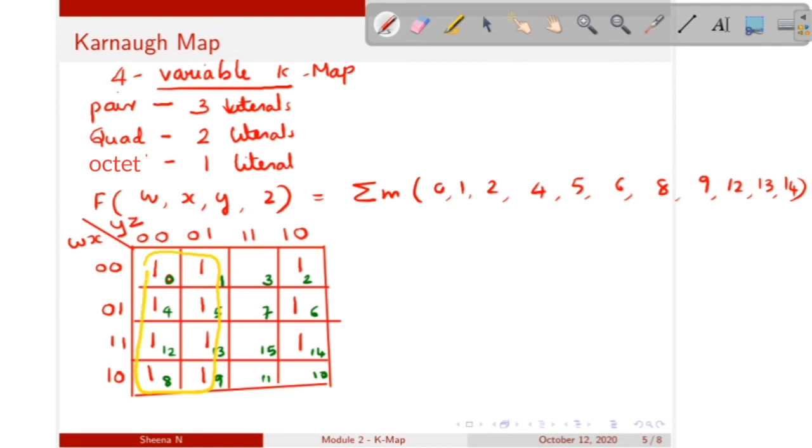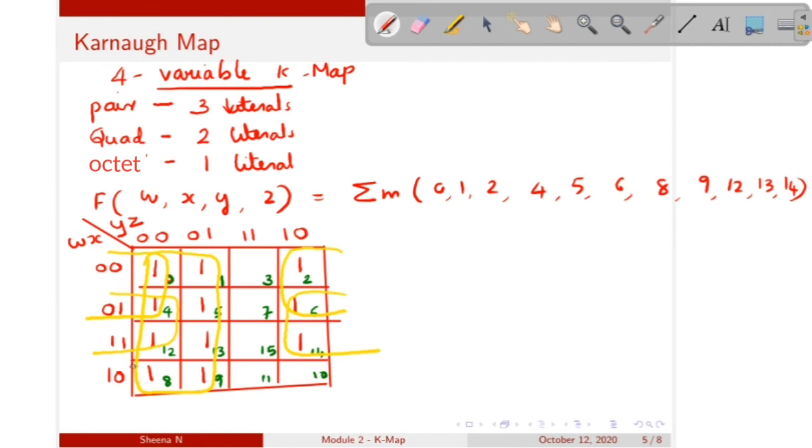Next, you remember that the left side column is adjacent to the right side column. Also the top row is adjacent to the bottom row. So here we have two ones. These two ones can be grouped with these two ones to form a quad. Similarly, these two ones can be grouped together with these ones to form a quad. So here we have three groups.